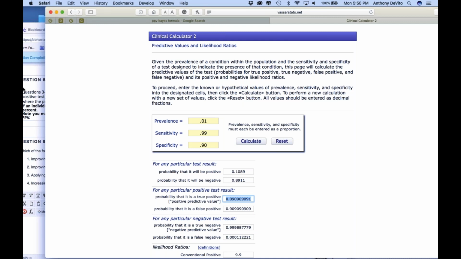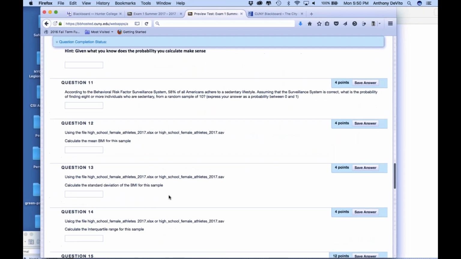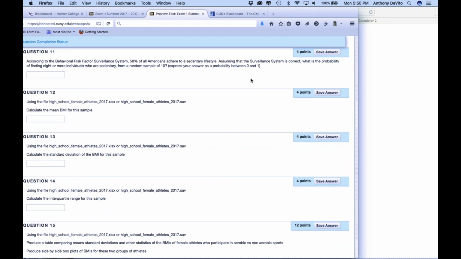Okay, and I haven't forgotten about that question. 16, we're getting there. Okay, according to behavioral risk data, 58% of Americans adhere to a sedentary lifestyle, assuming that surveillance guide. What is the probability of finding 8 or more individuals who are sedentary from a random sample of 10? Okay, well, that's a binomial distribution, right?